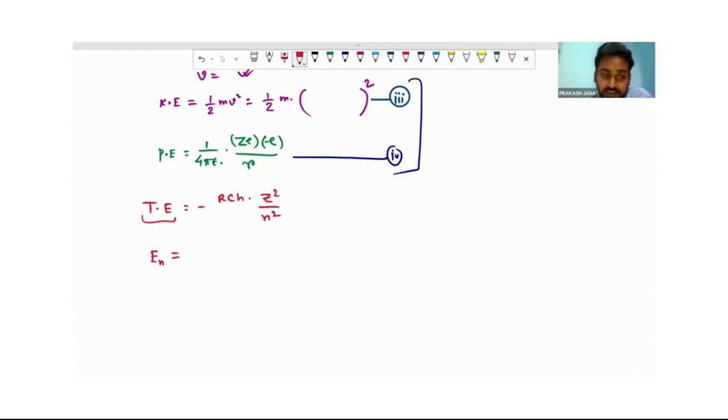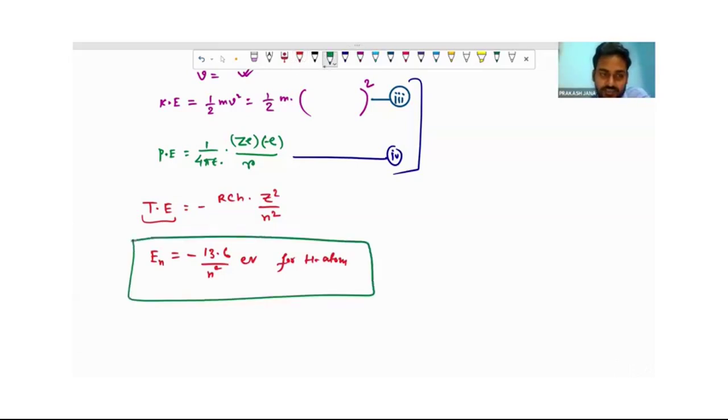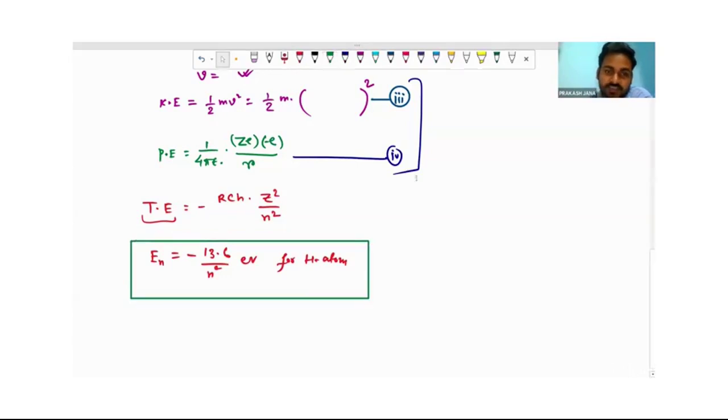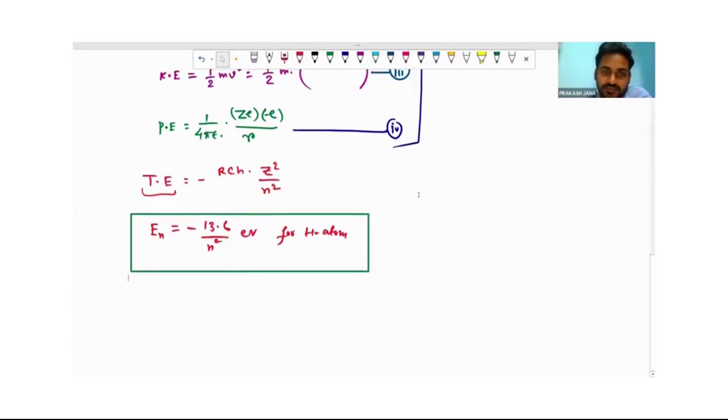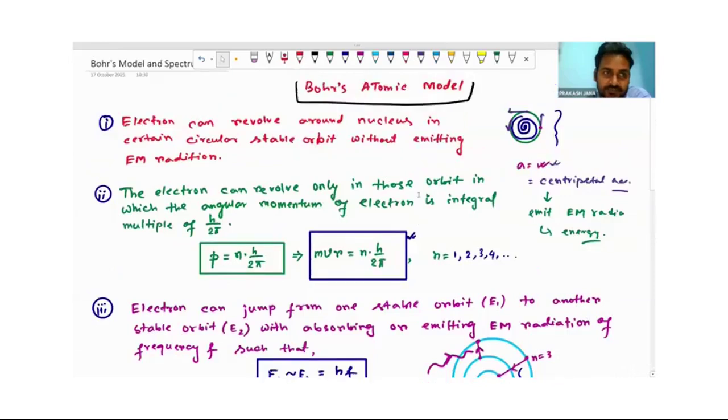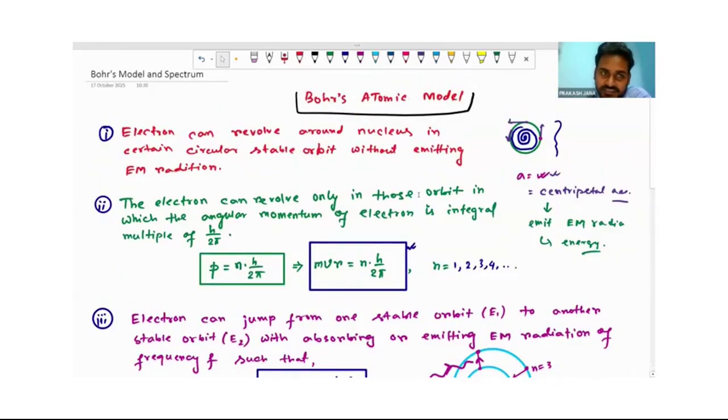Okay, for hydrogen it is minus 13.6 by N square electron volt for hydrogen atom. Okay, we will discuss hydrogen atom. So this is a very important formula for us. Now we will move on to spectrum. So Bohr's model is all about this, and now we will move on to spectrum.